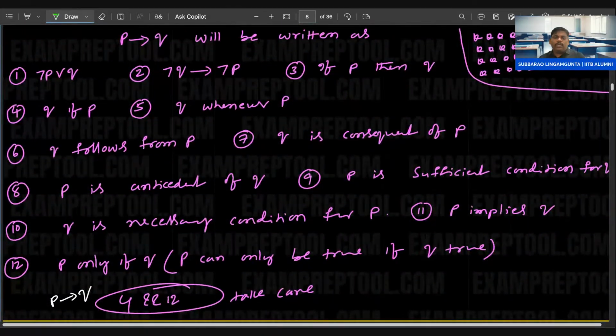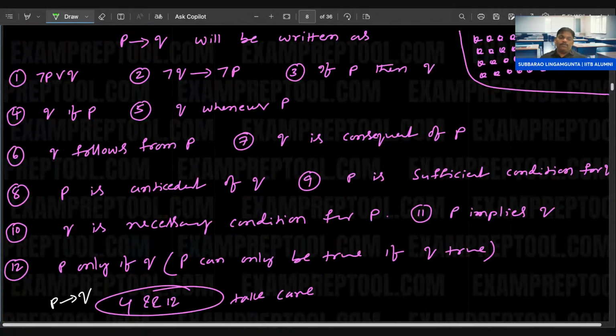Now come to the major one. Today's class is very, very important. Everyone try to understand. P implies Q will be written as negation P or Q.